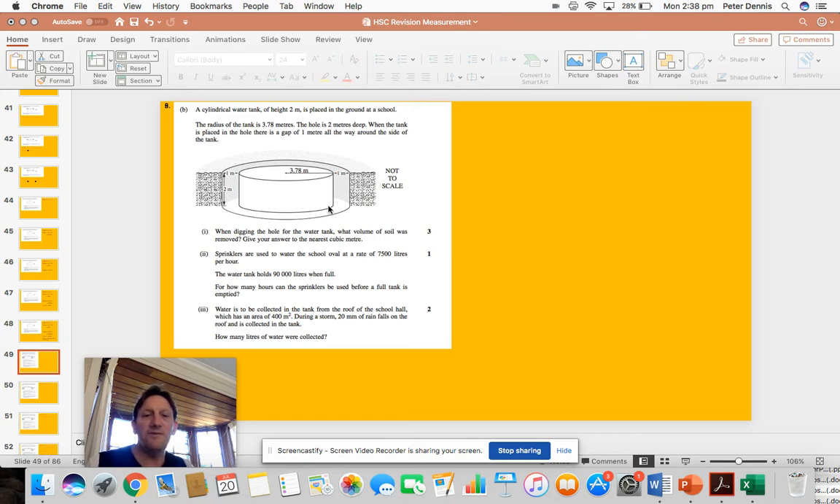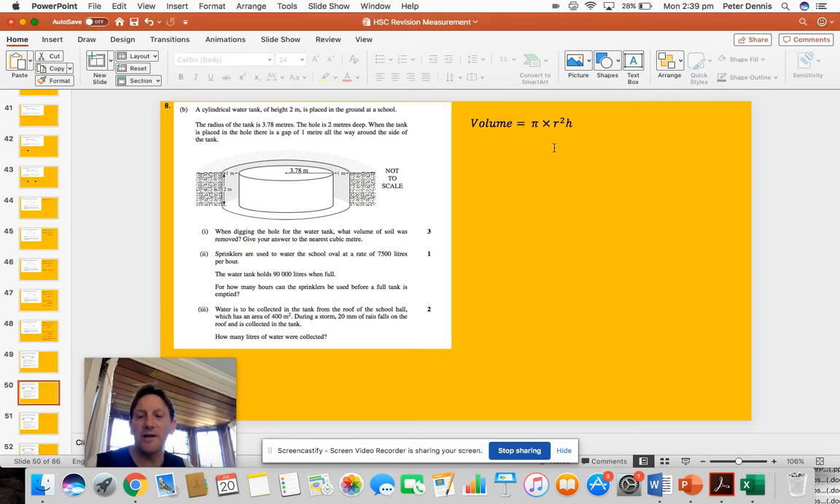So the first thing we have to do is find that formula. On the formula sheet, volume equals pi r squared h, where r is 4.78 and the height is 2. So the amount of dirt moved, just straight substituting it in, is 143.56 meters cubed. I'll give your answer to the nearest cubic meter, that would be 144 cubic meters.